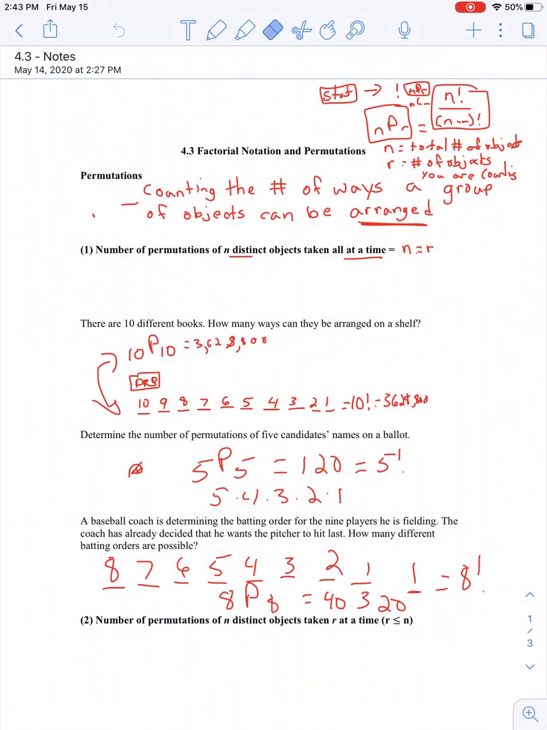Okay, so we're going to go through this real quick, guys. This is 4.3. This is factoring and permutations, okay?